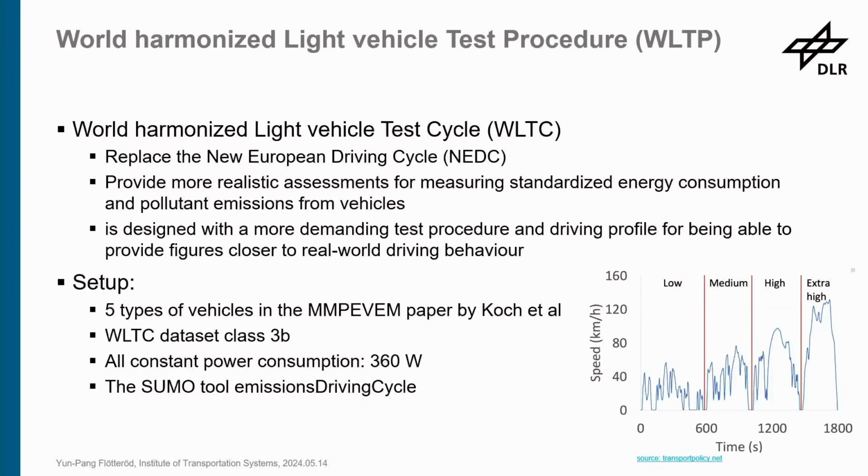They already collected much data about the vehicle characteristics and also real data from the manufacturers. Then we use the WLTC dataset class 3B according to the power, the weight, and the maximum speed of the vehicles. And we set all constant power consumption to 360 watt. And at the end, we used the SUMO tool emission driving cycles to run the WLTC with 4 different phases. As you can see here, it's the low phase, medium, high, and extra high, the 4 phases.